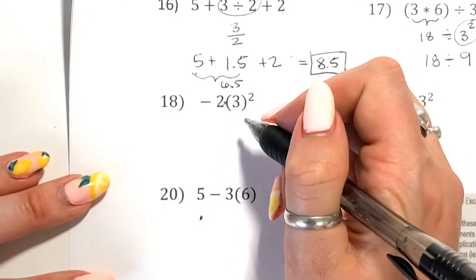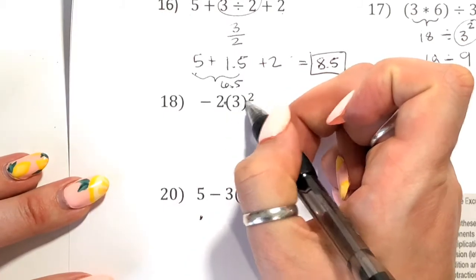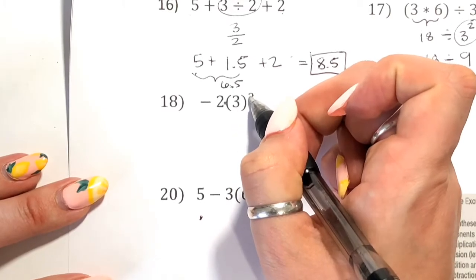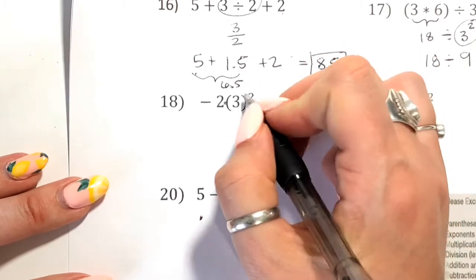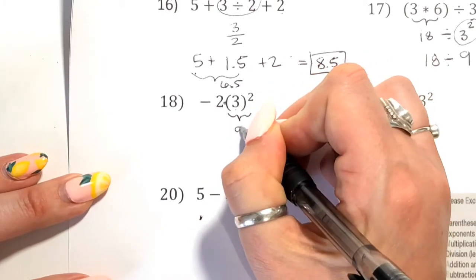So if we go through our order, we do have parentheses, but in the parentheses it's just a 3. So there's nothing we can really do to that 3, except there is an exponent on it, which takes us to our next step, which is the exponent step. So we're going to do this part first. 3 squared, again, is 9.